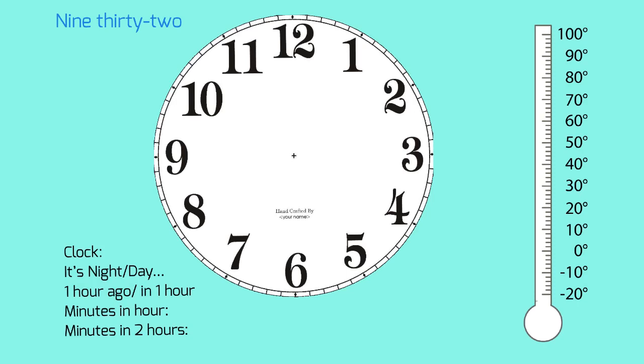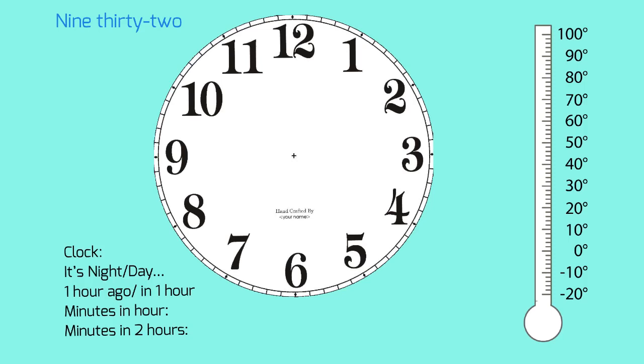All right, so the time is 9:32. Okay, so let's look at the clock and figure out where the long arrow of the clock would be and where the short arrow would be. So we know the hour is 9. So where would the short hand go? Yes, it would be pointing towards the 9. And we know that the long hand is the 32.